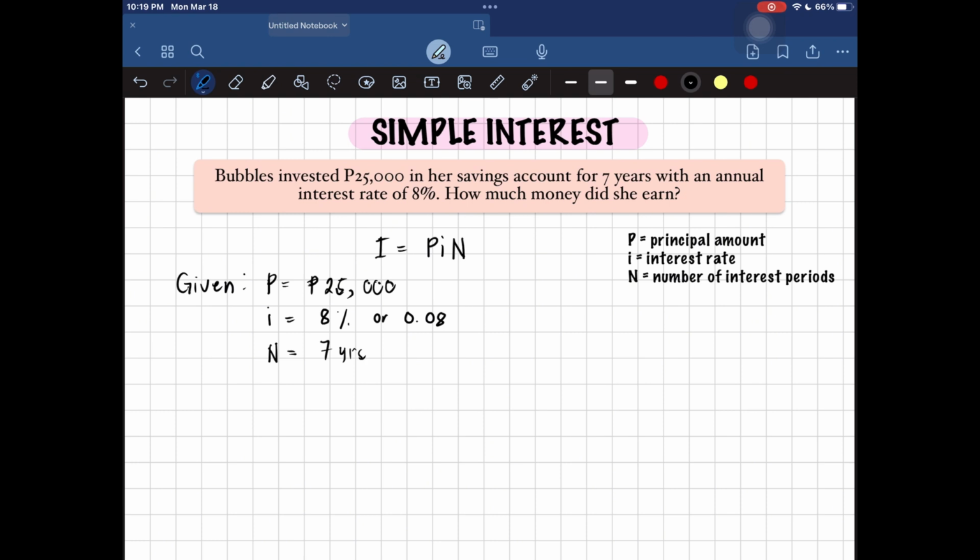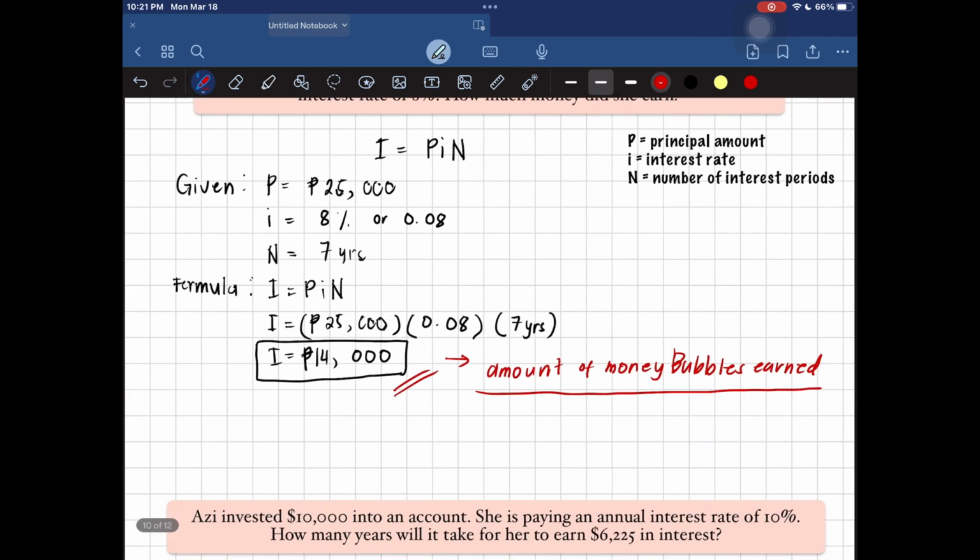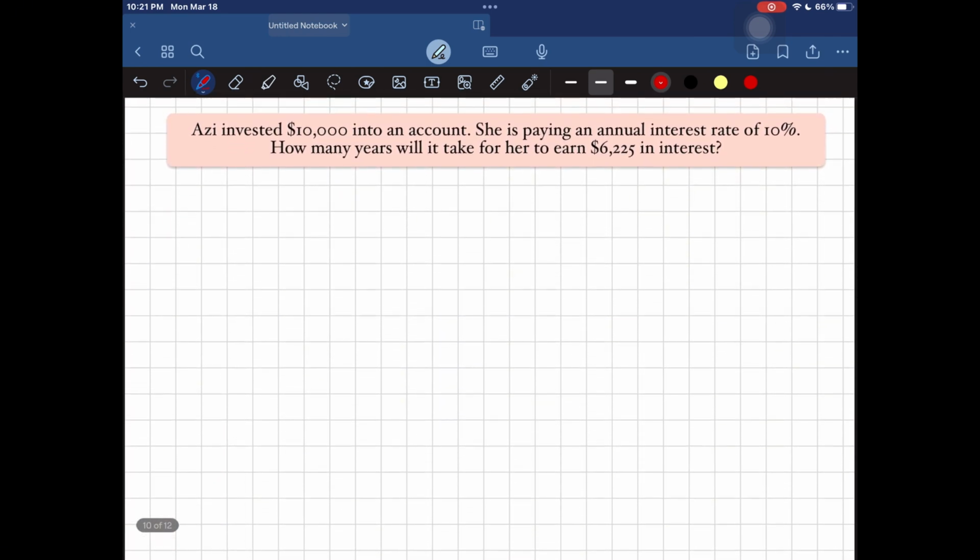Since the problem is asking for the total interest, then the formula will be I is equal to PIN. So I is equal to 25,000 times 0.08 times 7 years. We will be multiplying these values, and then I will be equal to 14,000 pesos. This is the amount of money Bubbles earned. So that's it for the first question. Now moving on to the second one.